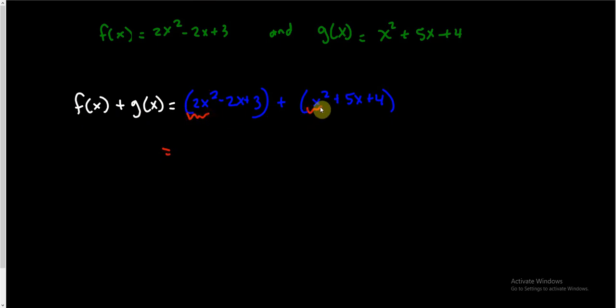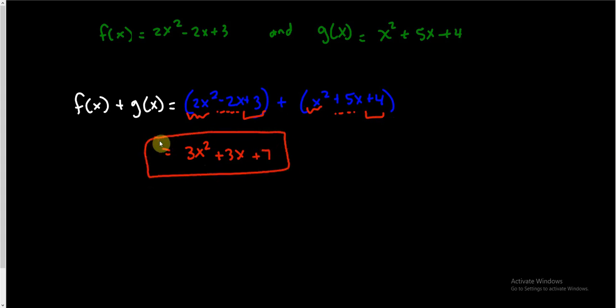2x squared plus x squared gives me 3x squared. Negative 2x plus 5x is positive 3x. Positive 3, positive 4, that gives me plus 7. Okay, well that was really easy. Maybe we should ask one more.